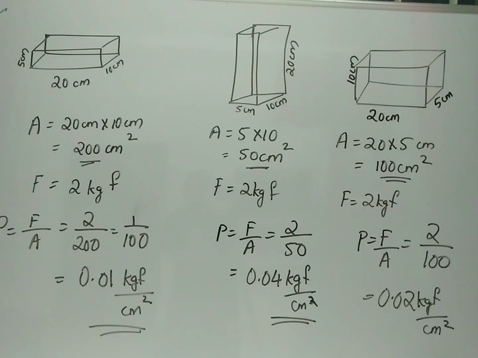Third one, the same brick kept in another way, that is its length and thickness come in contact with the base of the ground. So here area is 20 into 5. We only need area, we don't want the volume. So area is equal to 20 into 5, which is 100 centimeter square. Force is again the same, 2 kgf. Pressure is equal to force by area, that is 2 by 100. Just write in decimal, 0.02 kgf per centimeter square.